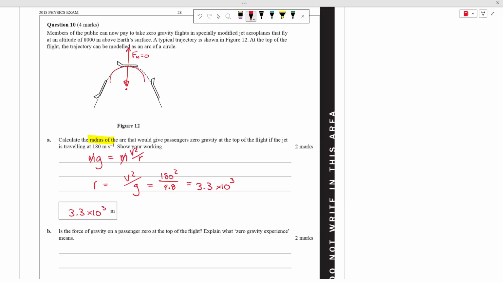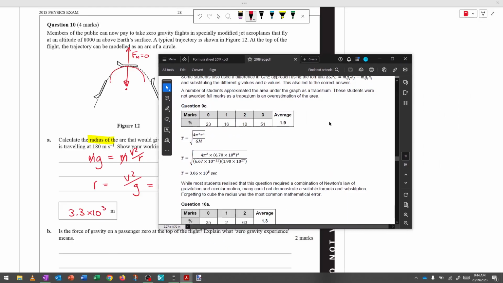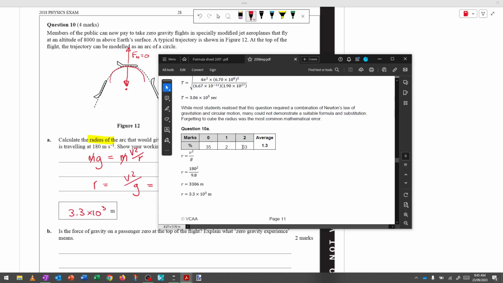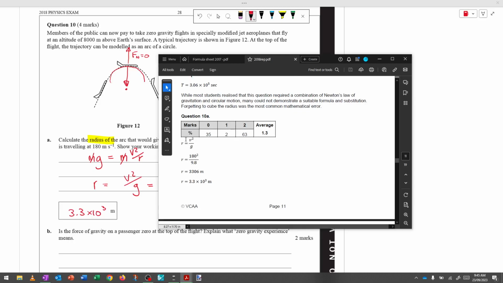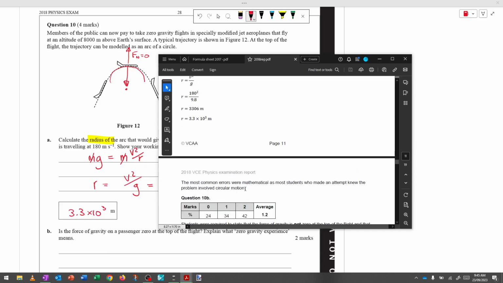Cool. Now let's double check the exam report. Yep, so quite a well done question. They do the same thing that we did. They just got that formula out of thin air apparently. So maybe just, if you see a vertical circular motion question like this, make sure you write down where your stuff comes from, just in case, because you're trying to show the examiner you know what you're talking about rather than just finding formulas all the time. The most common errors were mathematical, as most students who made an attempt knew the problem involved circular motion. Yeah. Alright.